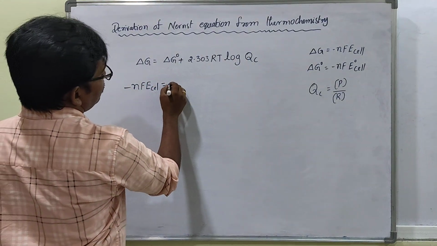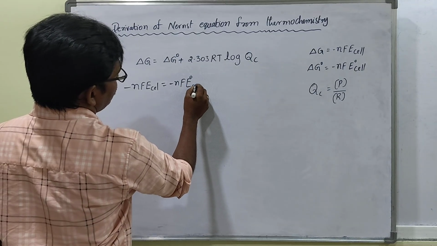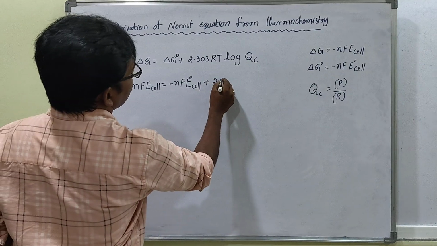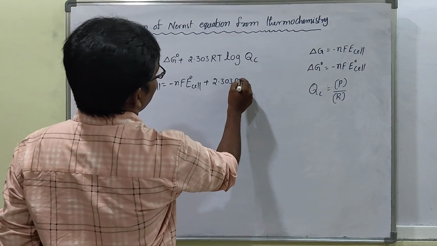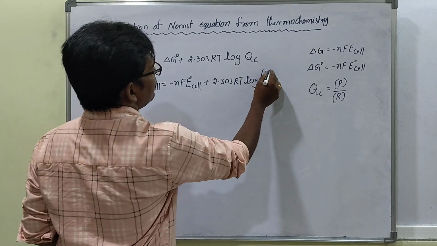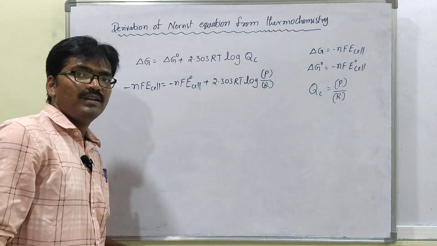ΔG naught is equal to minus nFE naught cell, right? Then plus 2.303 RT log Qc, nothing but product concentration divided by reactant concentration. Clear, my dear students? Right.